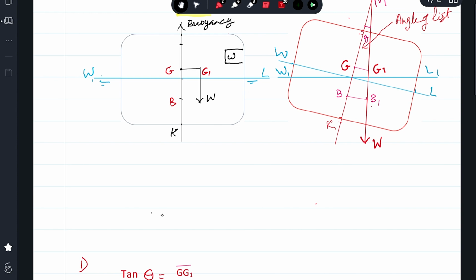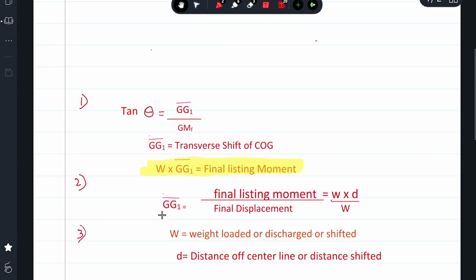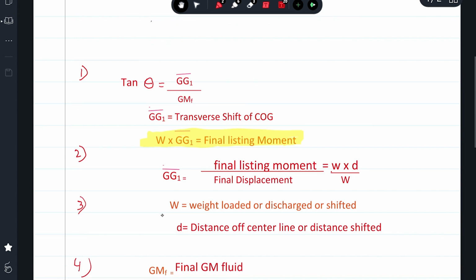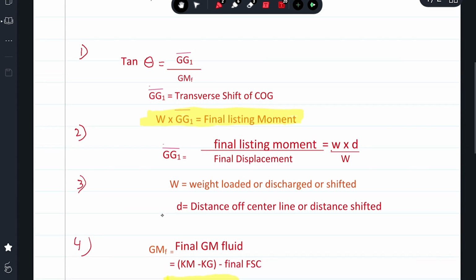Now, how do we get GG1? Final weight we can always get. In order to find GG1, we take the help of this triangle, this formula: tan theta is equal to GG1 upon GM fluid. So tan theta is equal to GG1 upon GM fluid. And W into GG1 is the final listing moment. These two formulas, the combination of these two, are going to solve all the questions.